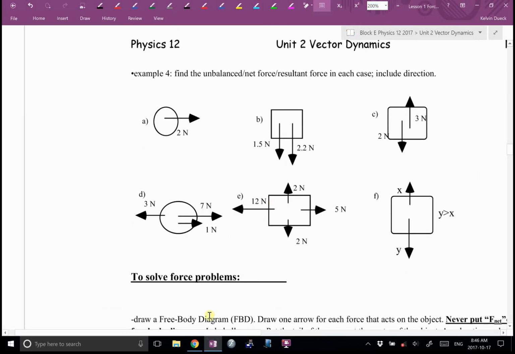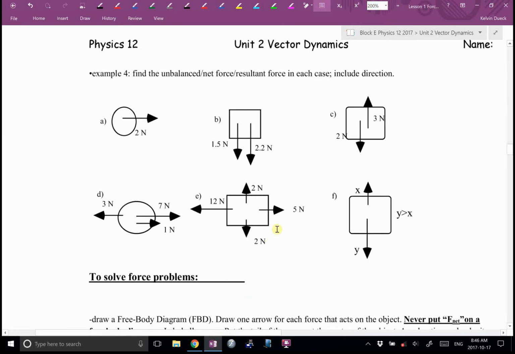Example 4 says, find the unbalanced force or the resultant force, or the word I'm going to use more often this year, the net force. In each case, include direction. Let's go north, south, east, west. We could also go up, down, left, right. I don't know whether we're looking at these from above or from the side, so let's decide that we're looking at them from above. What's the net force in A? Magnitude and direction.